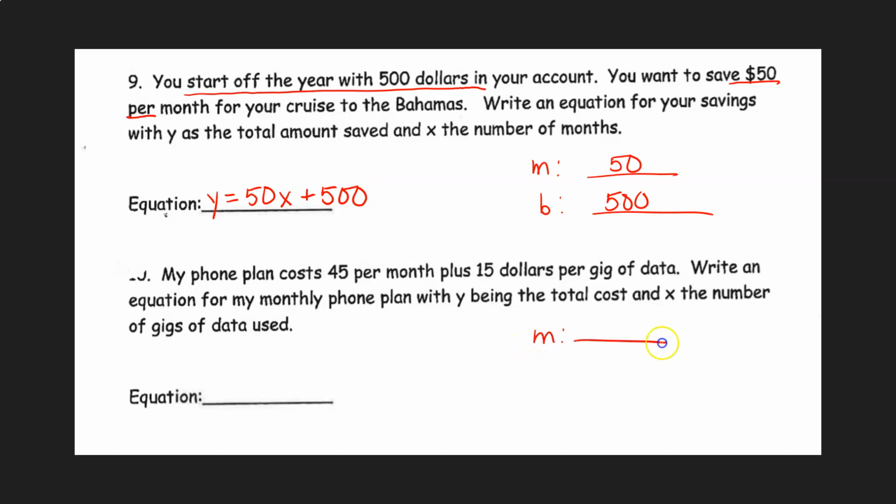So number 10 is a little tricky. The words can throw you off a bit. My phone costs $45 per month plus $15 per gig of data. Write an equation for my monthly phone plan with y being the total cost and x the number of gigs of data used. So that 45 is a one-time fee. It's never going to change. So that's your y-intercept. I know the word per is in there twice. Now this changes with the number of gigs. So that's your rate of change. So your slope is 15. So it's y equals 15x plus 45.